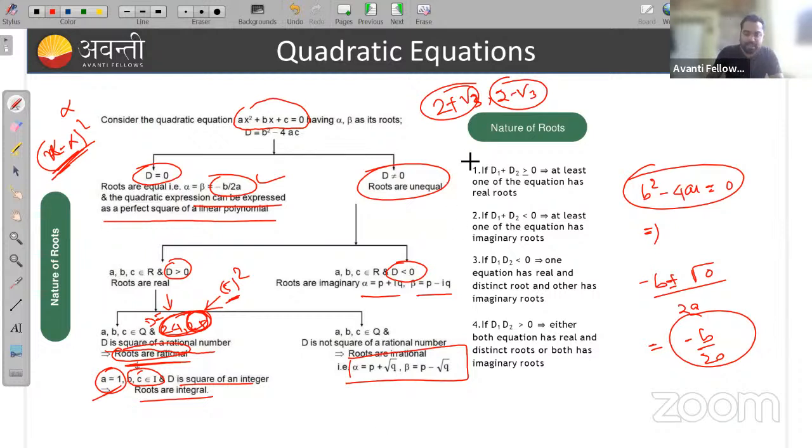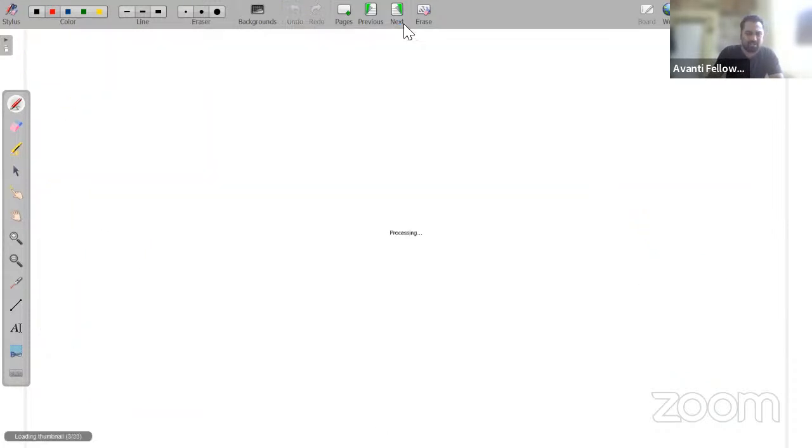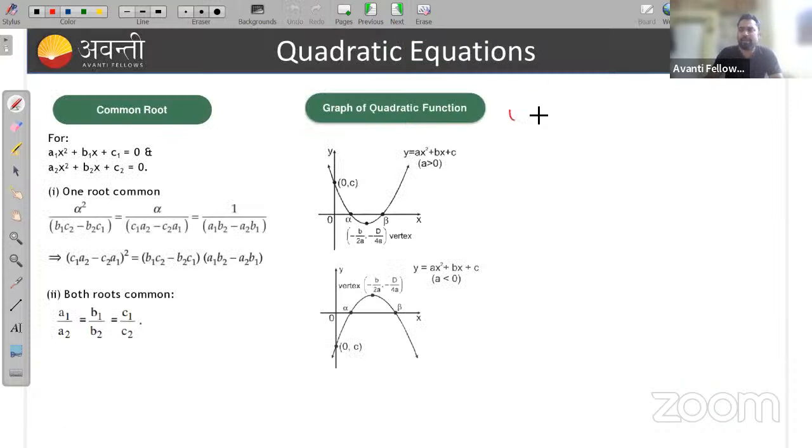Okay. Nature of roots, this is all about it. And this is the graph when a is greater than 0. This is my vertex, minus b upon 2a, minus D upon 4a. And when a is less than 0, the graph will be opening downwards. And when a is greater than 0, the graph will be opening upwards.